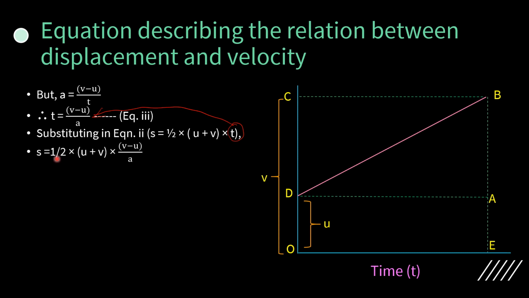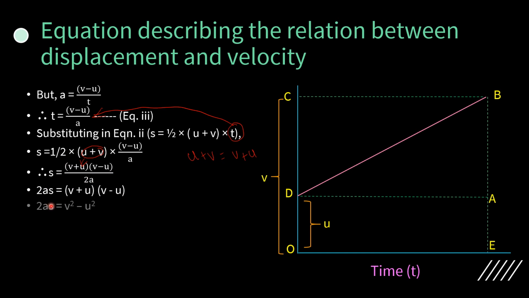So S is equal to half u plus v multiplied by v minus u upon a. Children, we know that u plus v is equal to v plus u. We know this relation already. So we are rewriting this u plus v as v plus u here. So when you get this, this is rearranged again as v plus u into v minus u, which is equal to 2as. So multiplying these two, we get v square minus u square is equal to 2as.